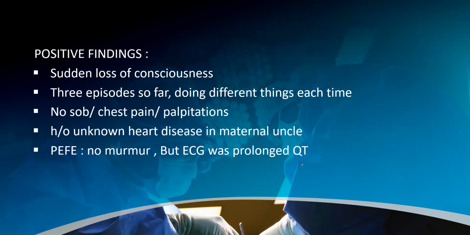So same thing, in this case, it's a 19-year-old female who had a loss of consciousness while she was climbing up a mountain. So you will ask everything in the history and you will find out that this is the third episode so far and each episode the patient was doing different things. But each time she lost consciousness, and that was a sudden loss of consciousness, like a cardiac kind of unconsciousness.